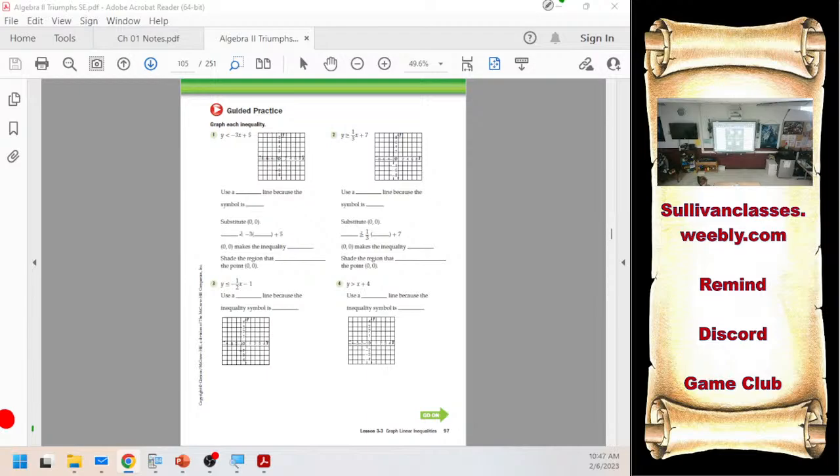Why would that be true? Because 0 is less than 0 plus 5, which is 5. Is 0 less than 5? Yes. Okay, so I'll shade the one that includes that. This is 0, 0, so I would shade down here because the 0 point is right there.